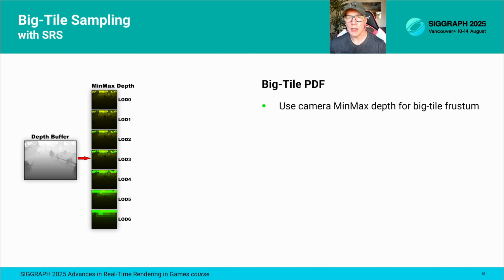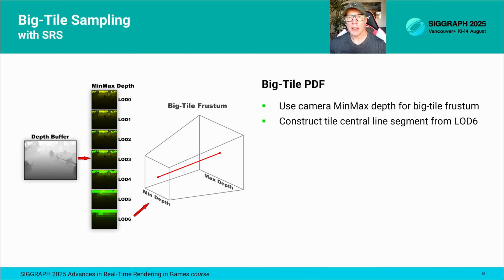To compute the PDF for the big tile sampling, we start by fetching the depth bounds of the tile from the hierarchical min-max depth buffer that was generated after the gbuffer pass. For 128 pixel big tiles, we use mip 6 of the min-max depth buffer, which has the same pixel footprint as the big tile. Next, we construct the tile central line segment between the tile depth bounds, shown in red in the image.